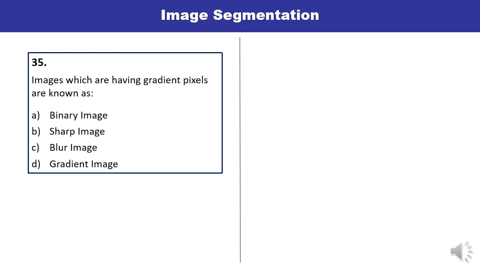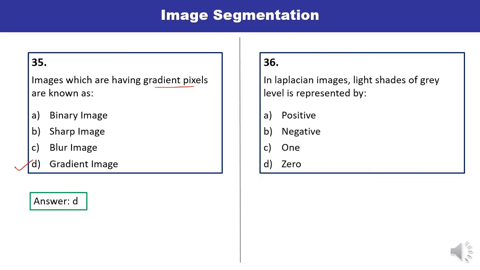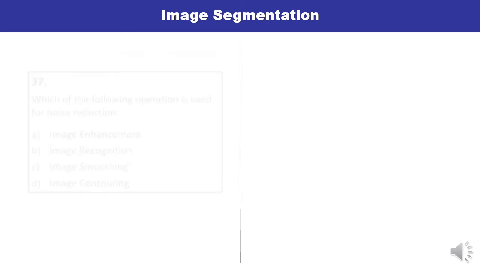Next is, images which are having gradient pixels are known as binary image, sharp image, blur image or gradient. So those type of images which are having gradient pixels are known as gradient image. D is the correct answer. Question number 36. In Laplacian image, light shades of gray levels is represented by positive, negative, 1 or 0. So light shades are actually represented by positive values. Means A is the correct answer.